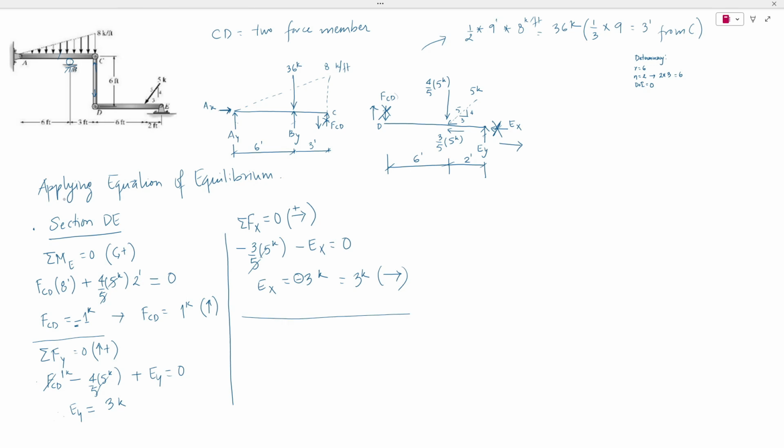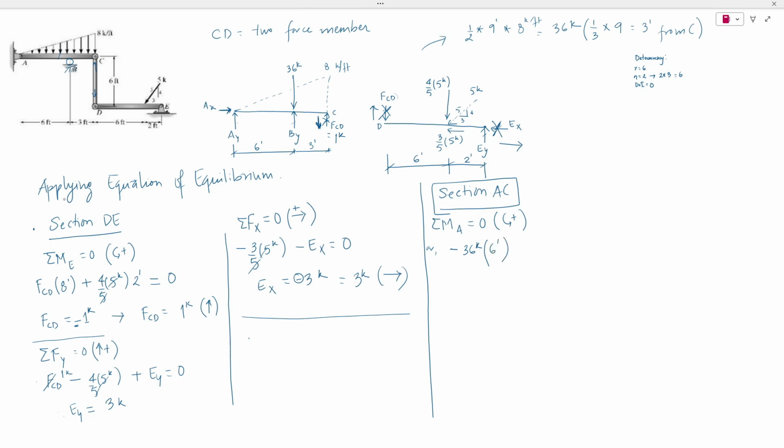Now we can move on to member AC with the value of FCD that is 1 kip acting downwards because it's in tension. For section AC, if we apply summation of moment at point A to be equal to 0, considering counterclockwise moment positive, then the equivalent point load from the uniformly varying load of 8 kips per feet is causing clockwise moment about point A. So this would be -36 kips with the distance 6 feet from point A.